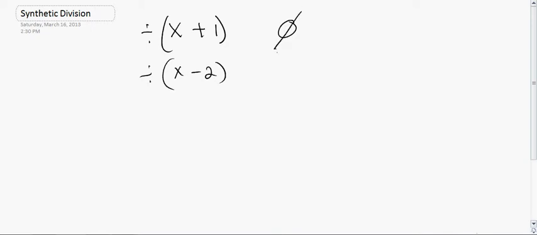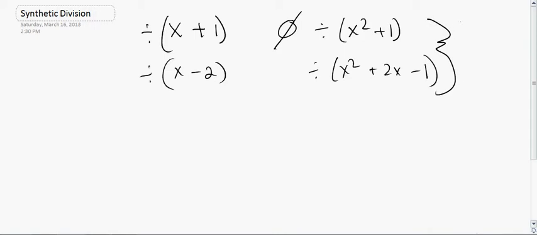It's not going to work if you try to divide by something like x squared plus 1 or x squared plus 2x minus 1, something like that. For these, you would need long division. And if you're looking for a little review or some practice on how to do long division, you may want to check out some of the earlier videos.